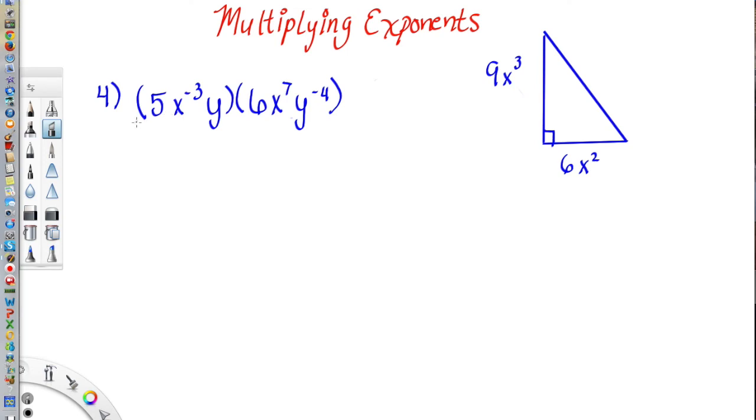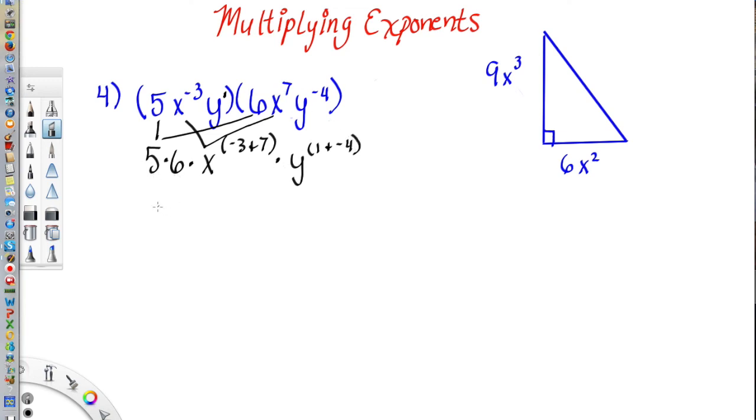Well, again, this is all multiplication. So I have a 5 times 6, there are my coefficients. Times x, and let me just add up all my exponents, negative third plus 7. I got my x's from there. And then I have my y's, times y. This is really to the first power, remember? To the 1, and then I have to add the negative 4th power there.